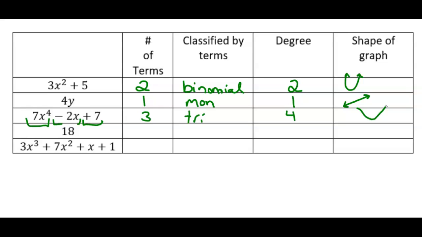18 would be how many terms? 1. A monomial. Okay. Specifically, that would be a constant. My degree would be what? Do I have an exponent on the variable? Is there a variable there? There isn't. And so there's no exponent on the variable. So my degree is 0 here. And this graph would be a point.